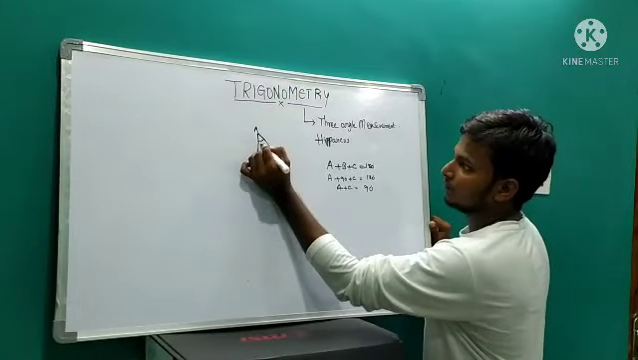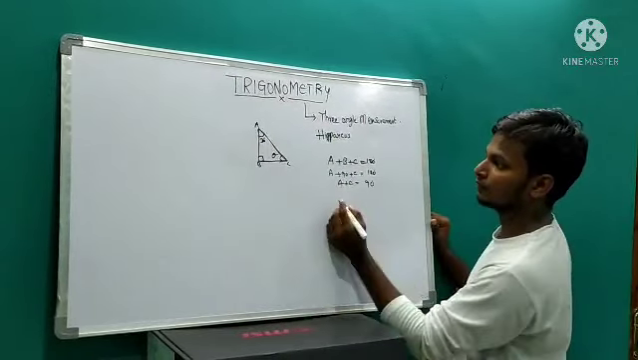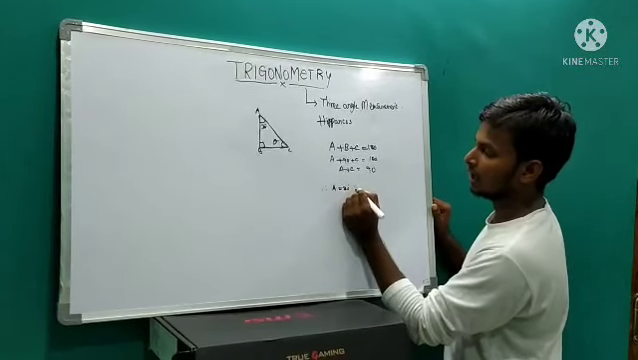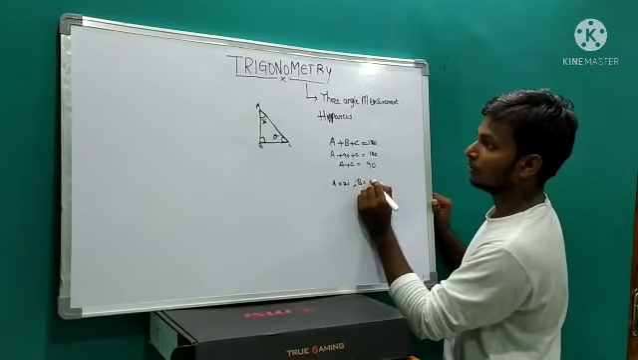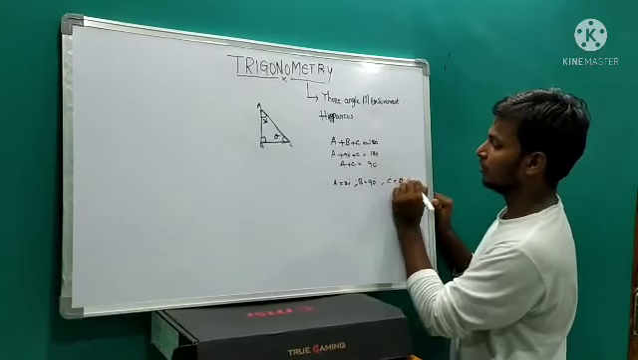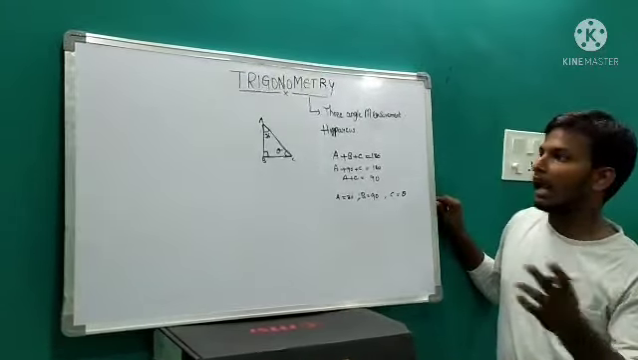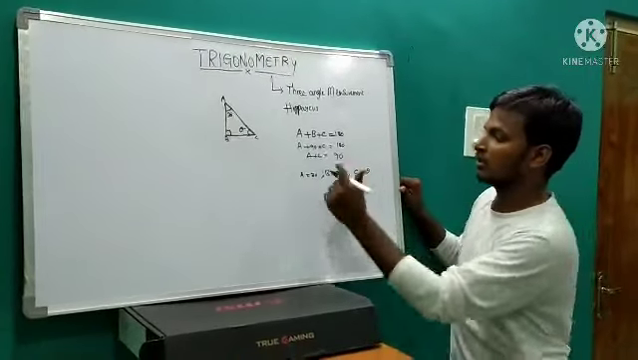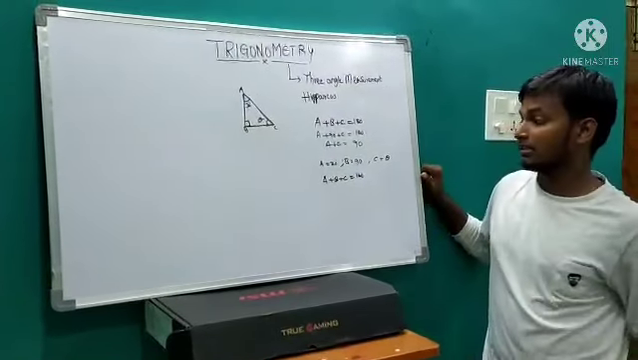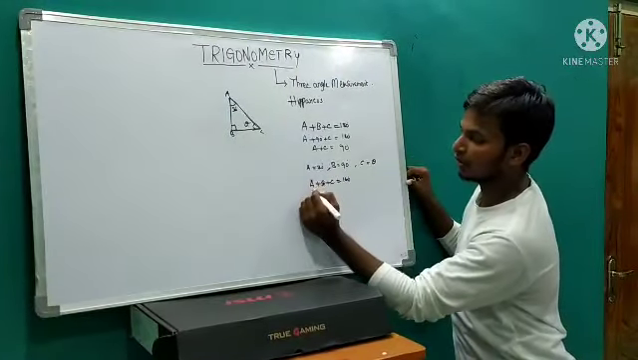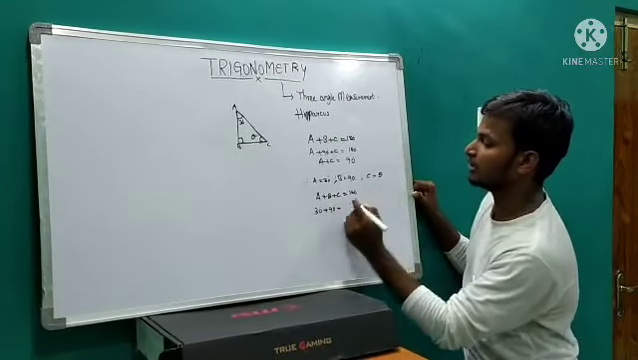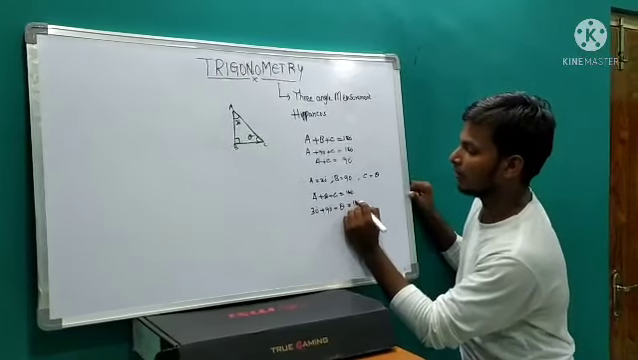Here A is 30 degrees. Find the angle C. Therefore angle A equal to 30 degrees, angle B equal to 90 degrees, angle C equal to theta. We know that the sum of all angles in a triangle is 180 degrees. So let's place A plus B plus C equal to 180 degrees. Substitute A equal to 30 degrees plus B equal to 90 degrees. We want to find C, so let's place it as theta. It equals 180 degrees.